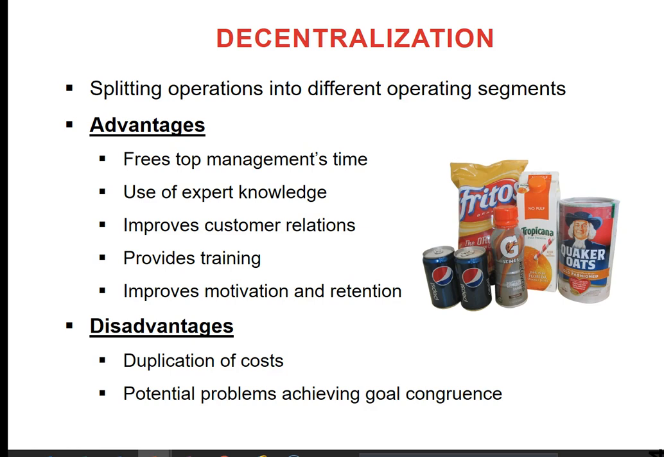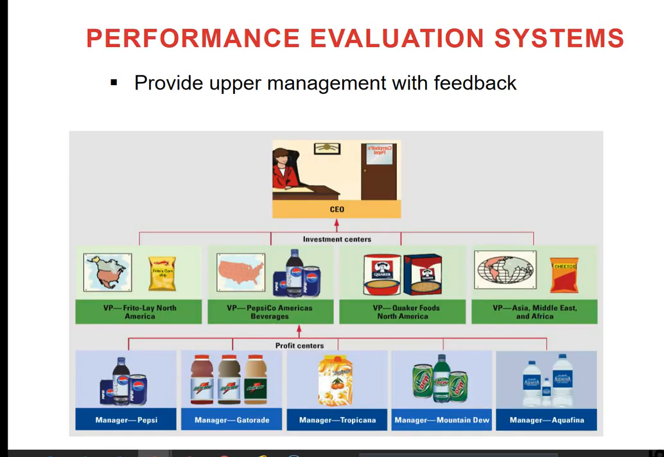On the other hand, you have some disadvantages. Sometimes you will see the duplication of costs, and also there might be some problem of goal congruence. That means if you split up your business, say for example, your decentralization is based on your geographic area, and your company actually does business in Asia, Europe, Africa, and for different parts, they might have different types of goals, and there might be some conflicts. So sometimes one potential problem is to achieve that goal congruence.